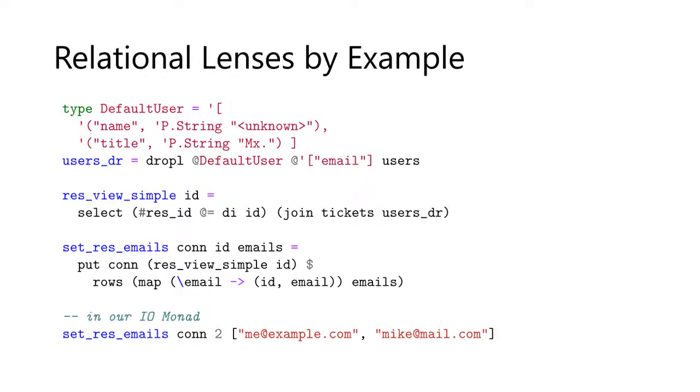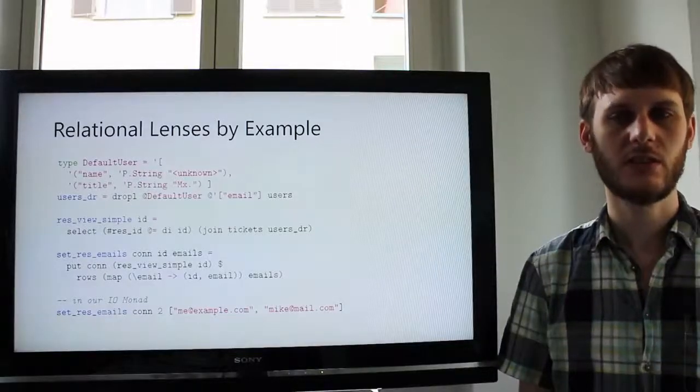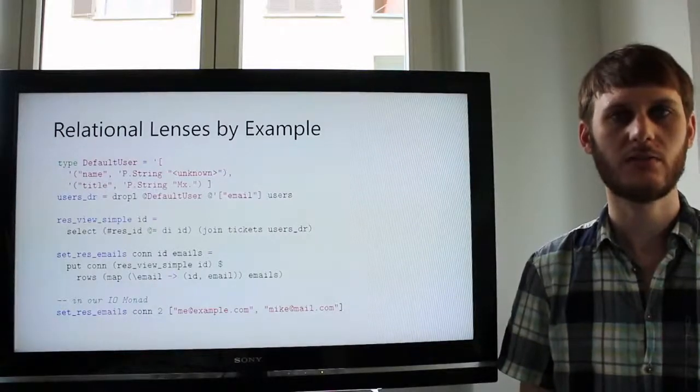Using the new lens, we define resViewSimple as the join over the tickets lens and the new users lens. And on top of that, we apply a select lens to filter out all tickets belonging to a single reservation as done before. Using this lens, we can define the function setResEmails, which attaches the reservation ID to each email, and then calls put on the underlying lens. We then call setResEmails on the second reservation, providing it the emails me@example.com as well as mike@mail.com.